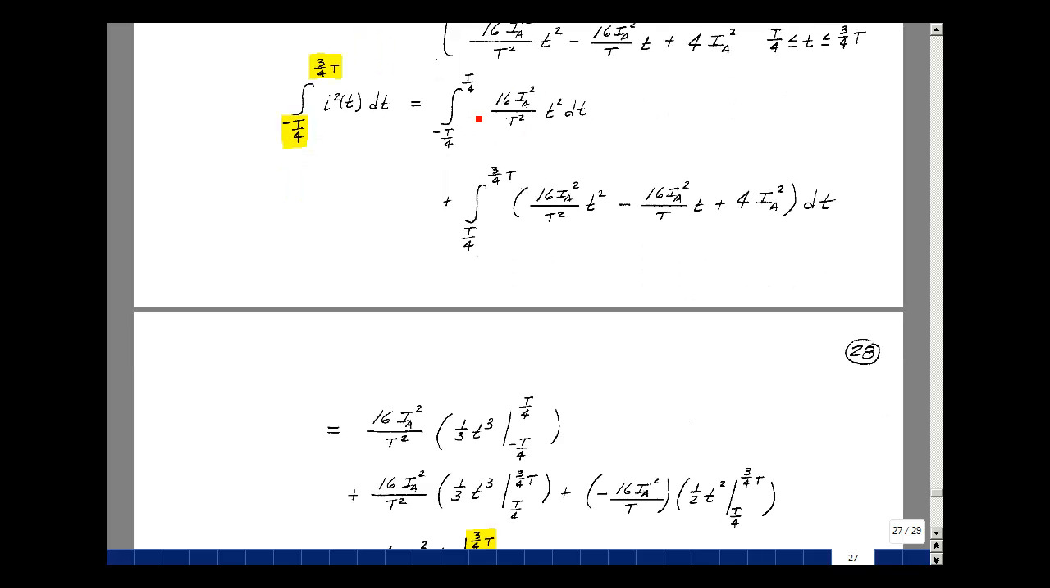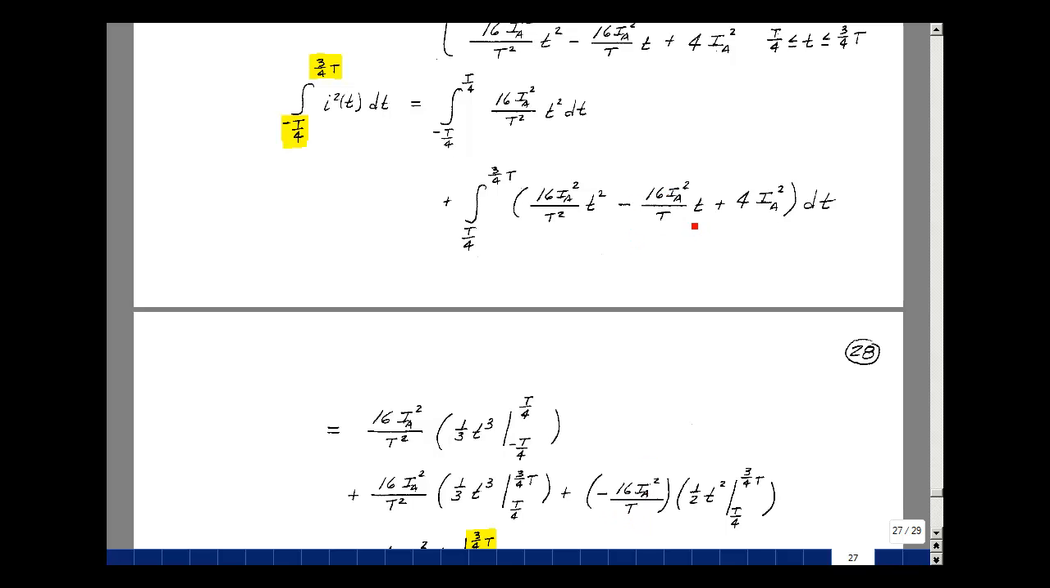All right, so we bring out this scalar in front, and then we're going to have the integral of t squared, which is 1/3 t cubed, upper limit minus the lower limit. For this term, same thing, I'll pull out the scalar in front, and I'm left with t squared, which is going to have 1/3 t cubed for its integral, evaluated from the upper limit minus the lower limit. And we'll take the integral of the next term, which has got this scalar, minus 16 I sub a squared over T.